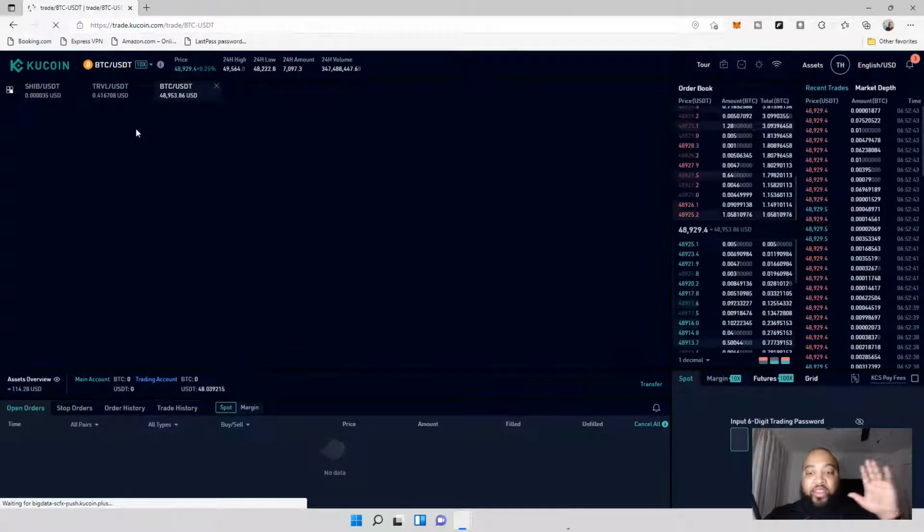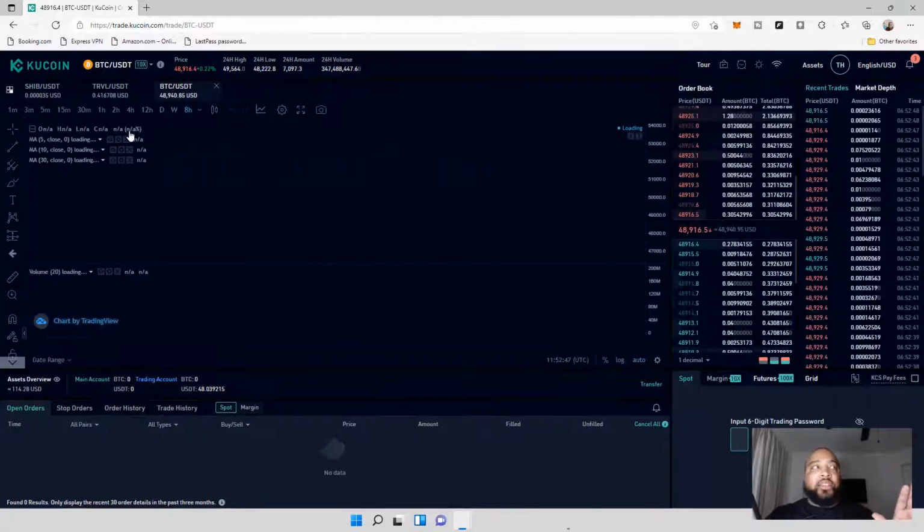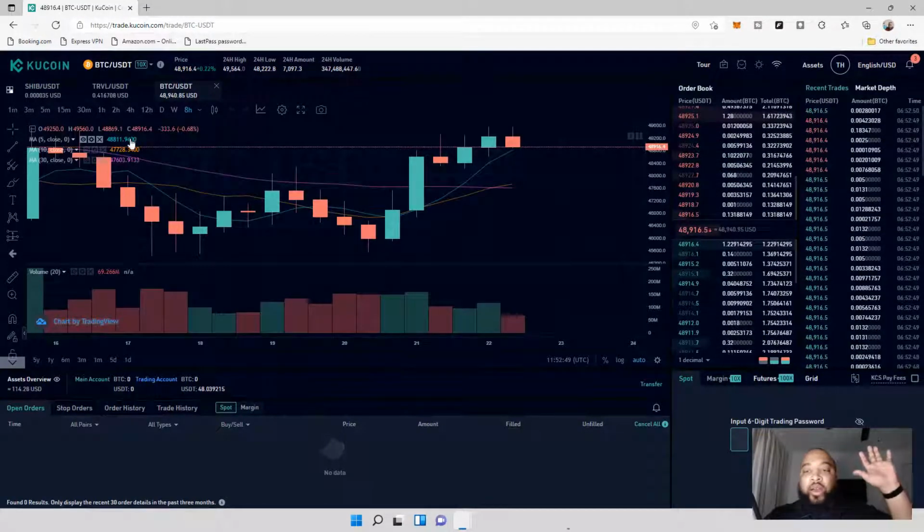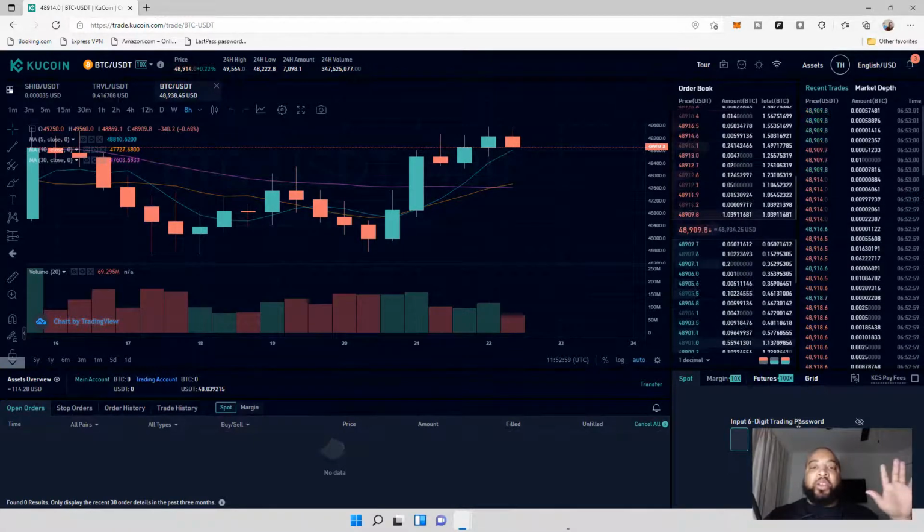So let's review what we've done so far. We didn't have any USD Tether and we needed it. So I went to do a fast buy to purchase USD Tether. That USD Tether went to my main account. But in order to be able to make a trade, you're going to have to move that USD Tether from your main account to the trading account.